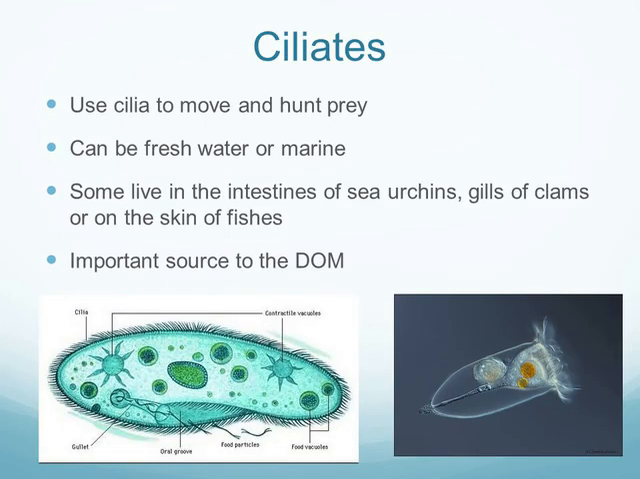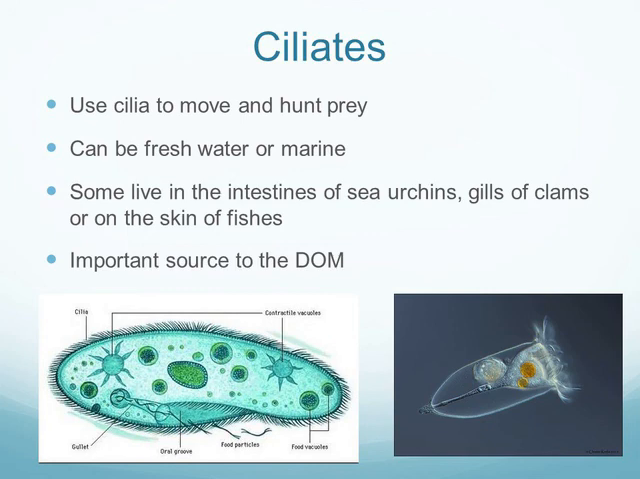All right, and then we have ciliates. Ciliates are pretty interesting because they use their cilia to move around. Those are the fine little hairs that you see on the outside of that paramecium there, and that's what they use to move around and hunt their prey. They don't have a flagella, they only have cilia on the outside. You can find ciliates within freshwater or the ocean. They're in all bodies of water, basically.